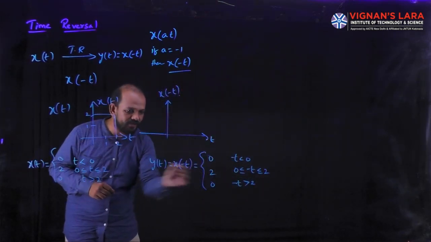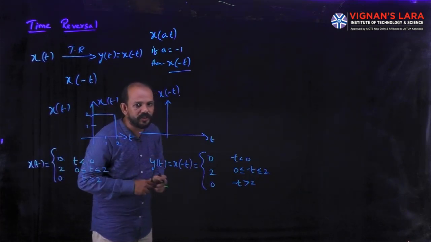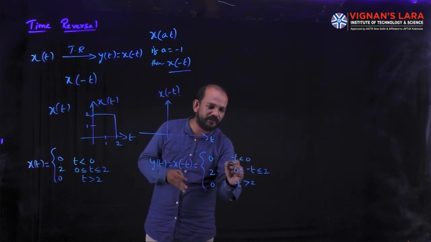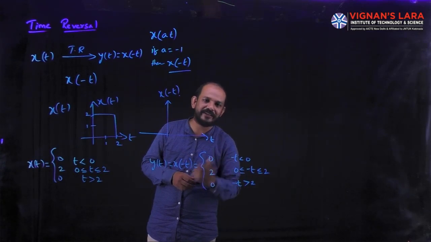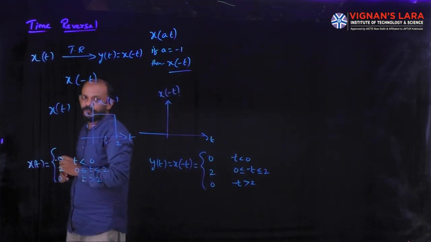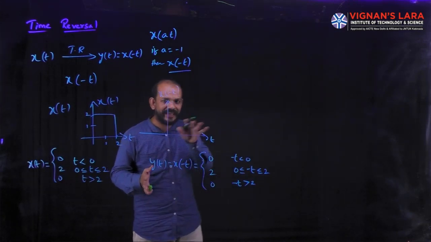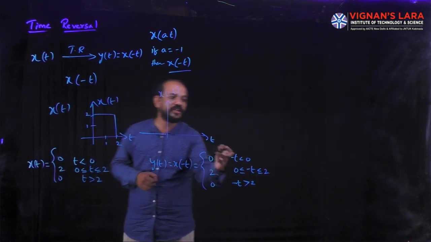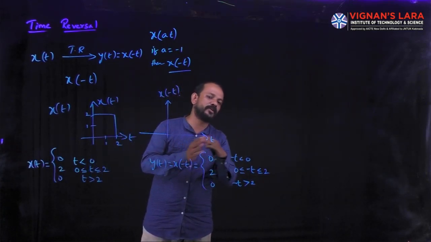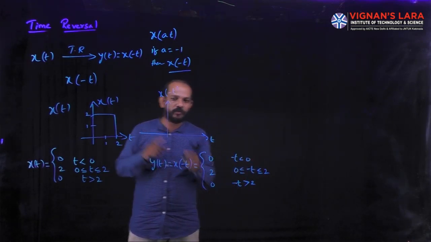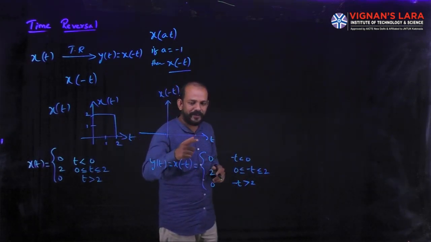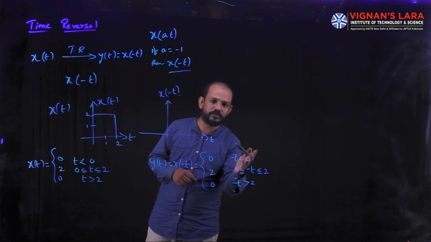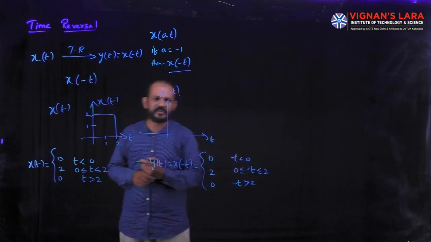But I need these values for t only. How can I get that? If I divide the inequality by minus 1, then I can get t simply. Remember one thing: if you divide or multiply the inequality by a negative value, then you have to change the inequality. If it is greater than, bring it to less than. If it is less than, bring it to greater than. So whenever we multiply or divide an inequality by a negative value, the inequality symbol has to reverse. It is a basic thing.